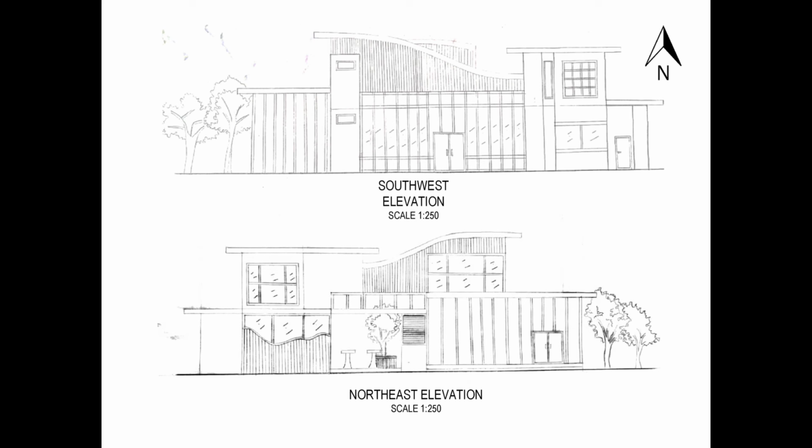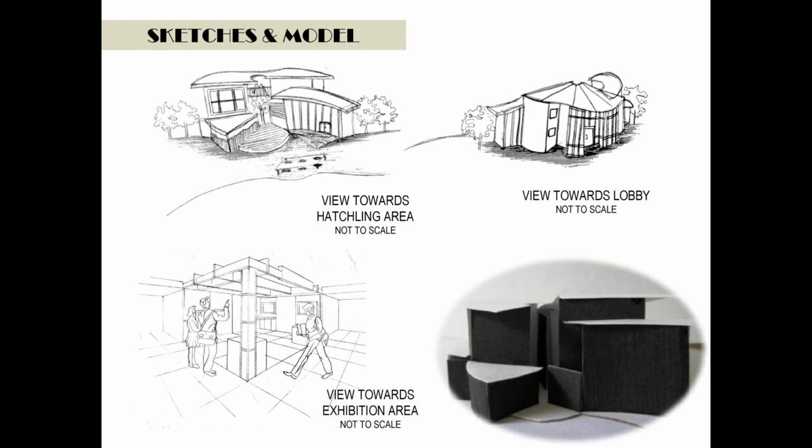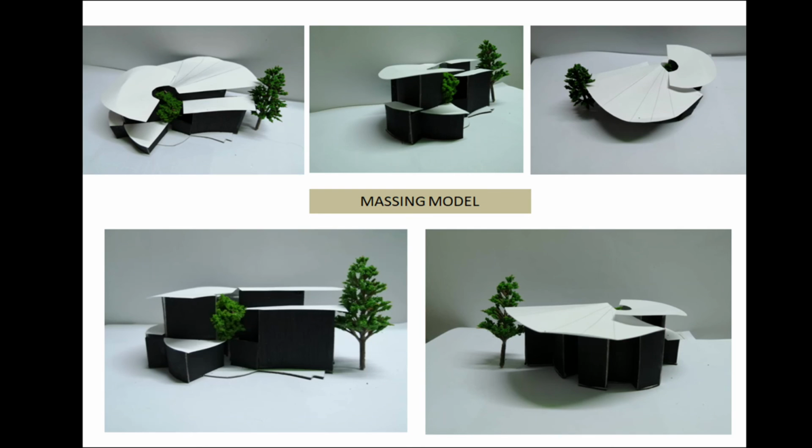While the southwest elevation shows the facade of the building, which is viewed towards the entrance, the northeast elevation shows the facade of the building from the beach. And this is the sketch view towards the hatchery area and the view towards the lobby. There is also the interior view towards the exhibition area. And last but not least, this is the massing model of my design.